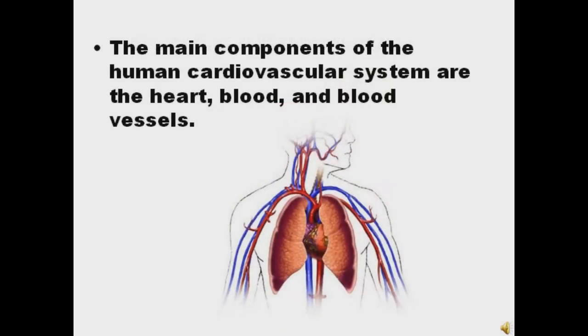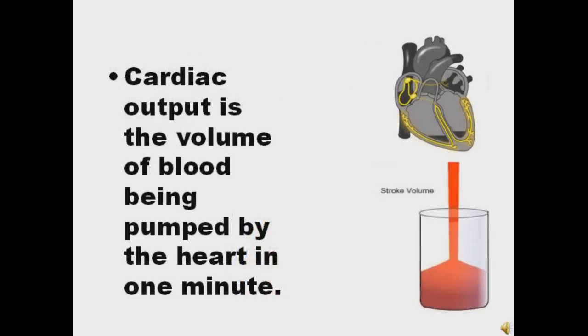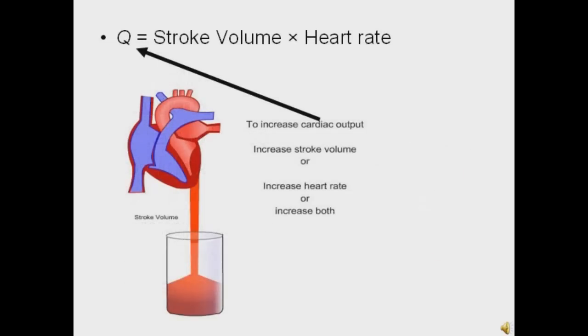The main components of the human cardiovascular system are the heart, blood, and blood vessels. Cardiac output is a very important concept because it measures the capacity of the heart to pump the quantity of blood that the body needs. The units are volume units, and the most commonly used are liters. The human body constantly changes the cardiac output to pump more or less blood depending on the situation.